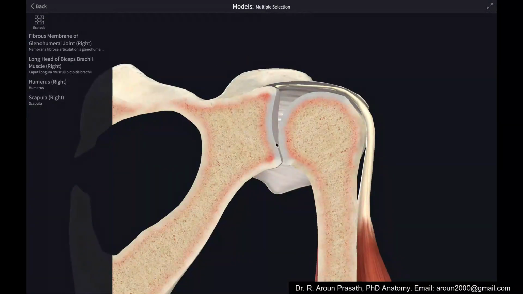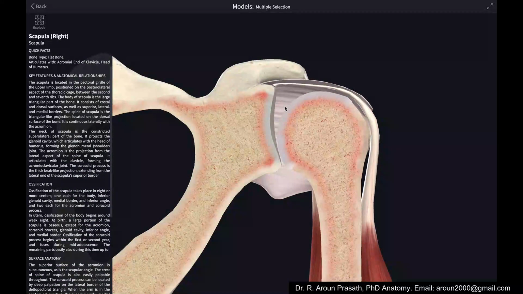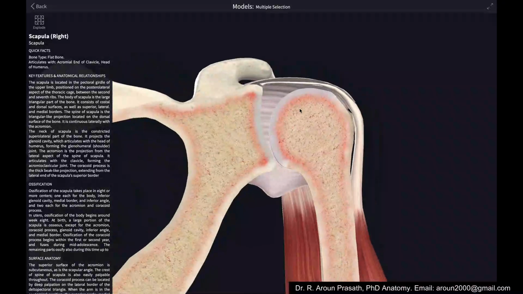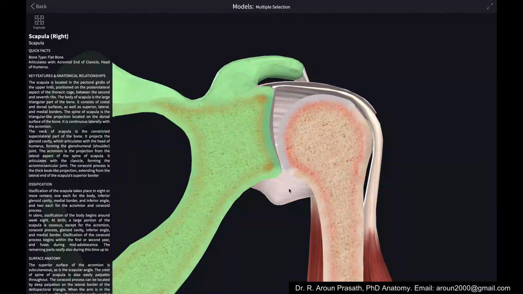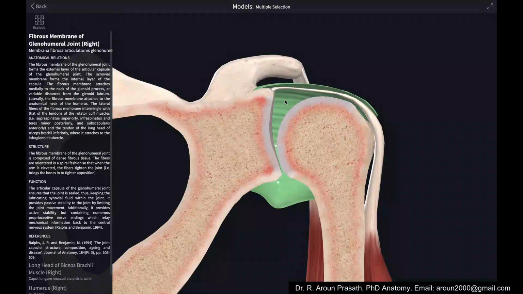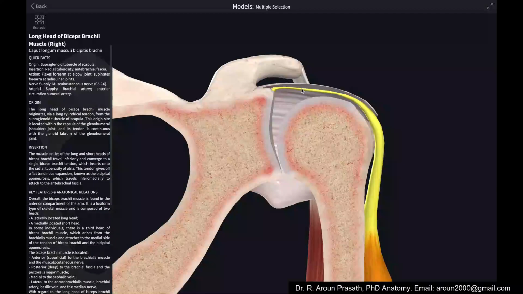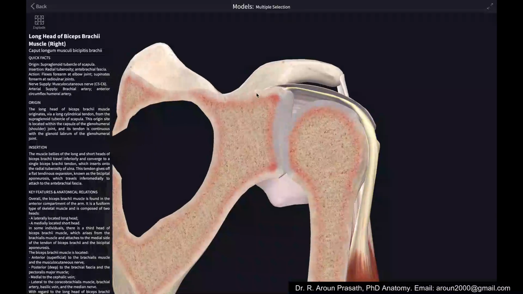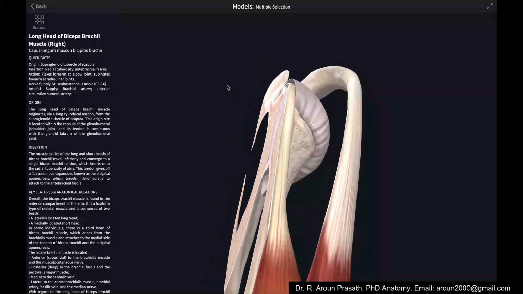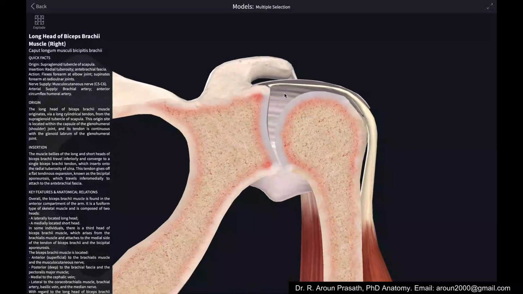The biceps muscle tendon is going inside the joint and it is attaching to the superior aspect of the glenoid fossa. Okay, so during arthroscopy, when you put a camera inside the joint and view, you can see one tendon here. Okay, so that is a tendon of the biceps. This is a tendon of the long head of the biceps muscle that is present as an intracapsular structure.